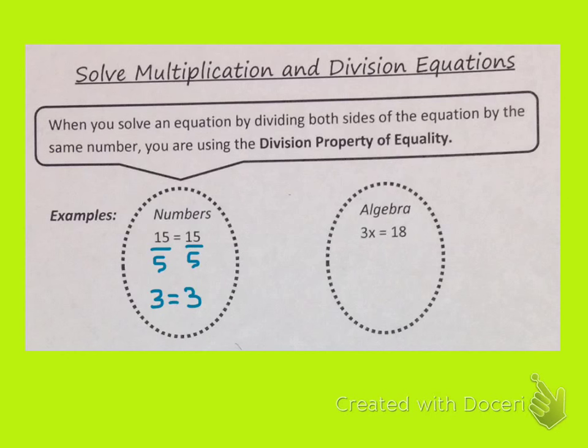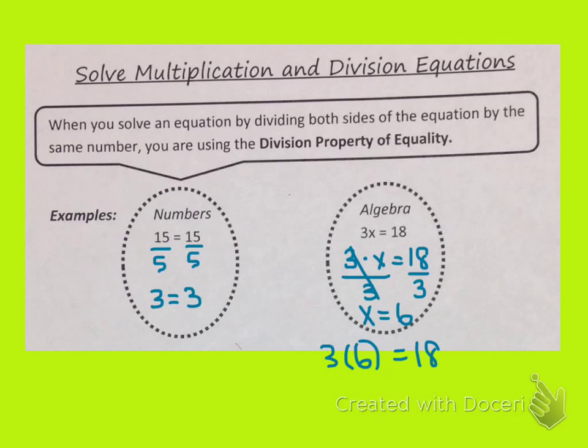So we have 3x equals 18. Remember that 3x is the same thing as 3 times x, so that's 3 times x equals 18. And we're going to do the opposite operation to solve, so if we have 3 times x and we want to get x by itself, then we'll divide by 3. So 3 times x divided by 3 is just x. And then whatever I did to the left side, I have to do to the right side. So 18 divided by 3, and that is 6. So x will equal 6. And if I check by plugging it back in, 3 times 6 equals 18, and that is true.